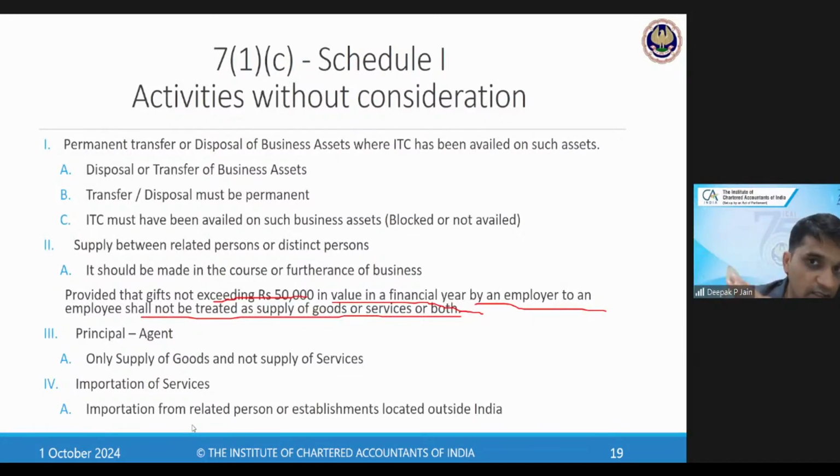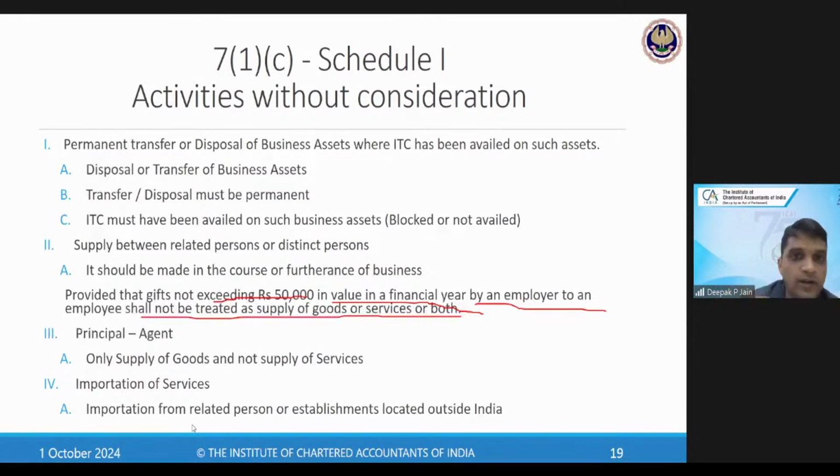Now that salary is excluded under GST by Schedule 3. But it says that if the employer gives any gifts to the employee, he cannot give so many gifts and tell that it is outside GST. So they have set up a limit: if the employer is giving a gift to the employee, he can give up to the value of 50,000 rupees. The gift value up to 50,000 rupees is per employee, not all employees put together. Up to 50,000 rupees is permitted; above 50,000 rupees, it will be taxable.